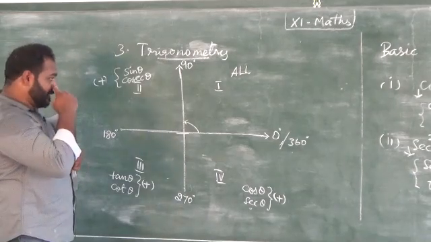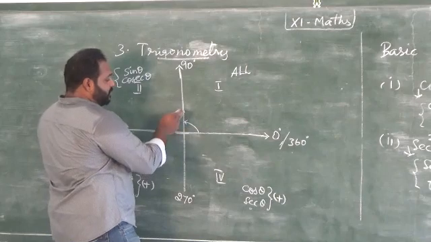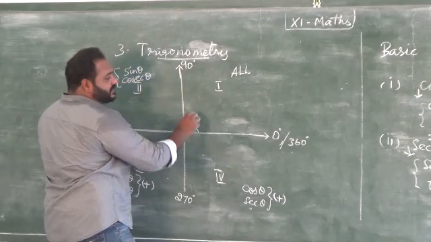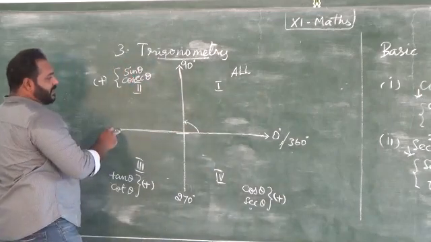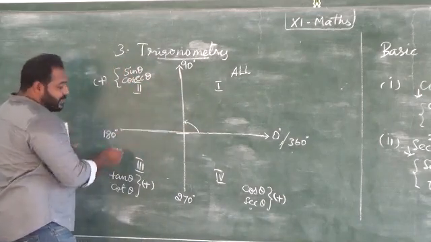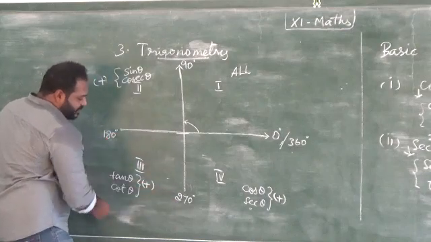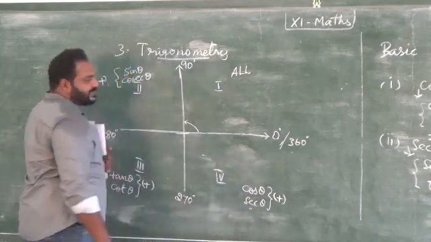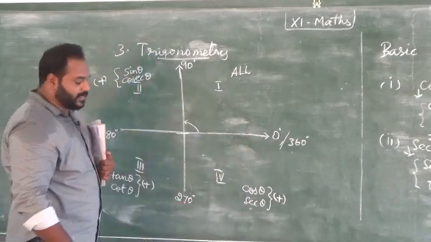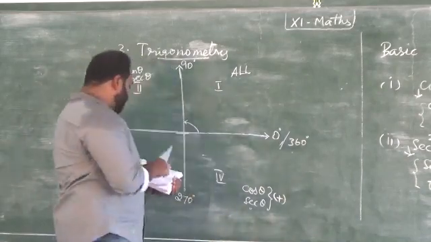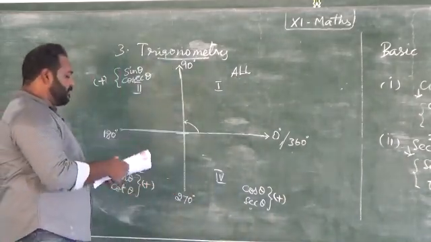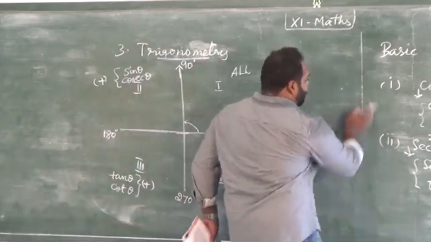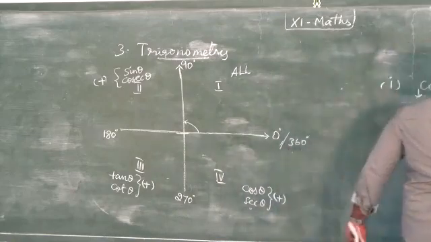So it is a very important basic. Here I told you already, 0 to 90 degree values occur in the first quadrant, 90 to 180 degree values occur in the second quadrant, 180 to 270 values occur in the third quadrant, 270 to 360 values occur in the fourth quadrant. Next we can go for exercise 3.1. Whenever we require the basic things, I will tell you now and then.